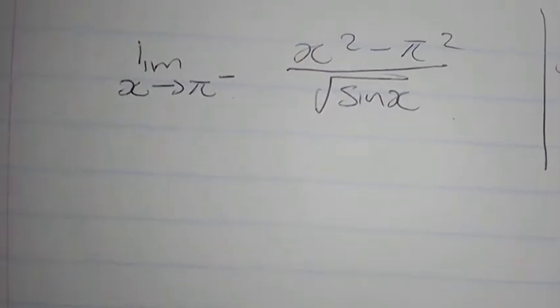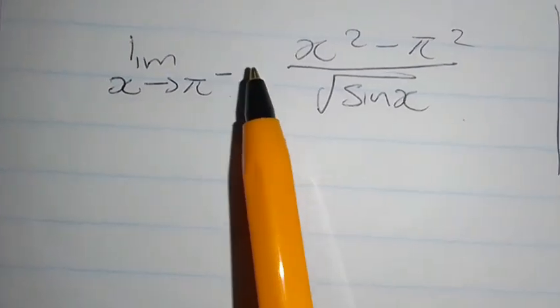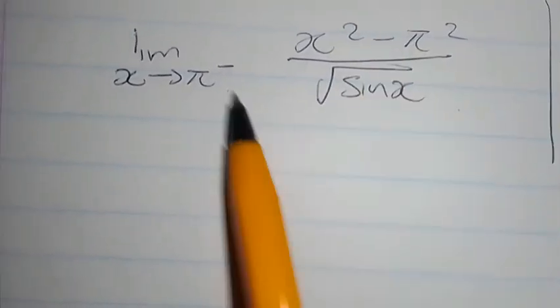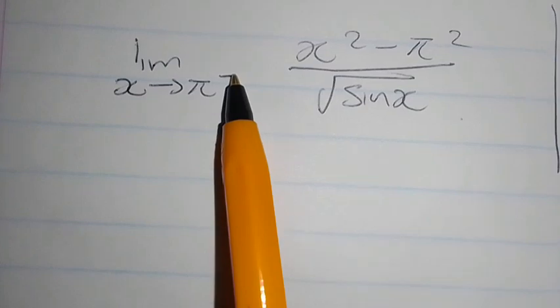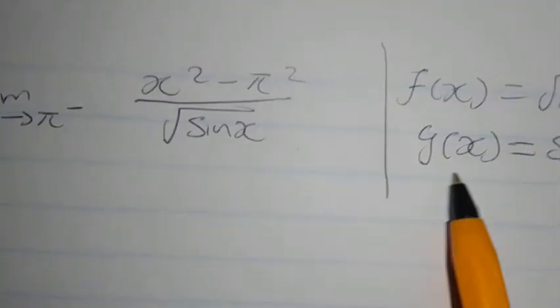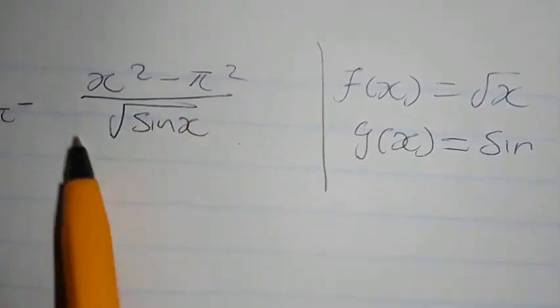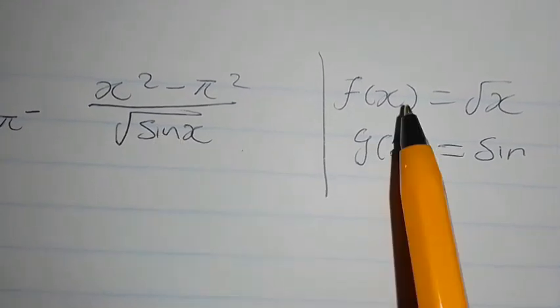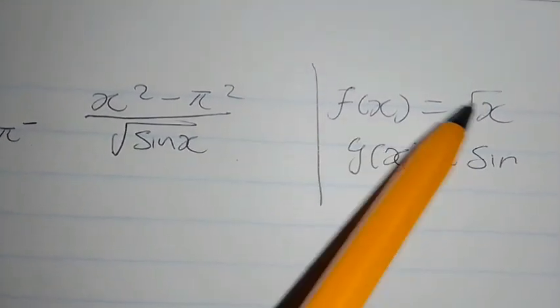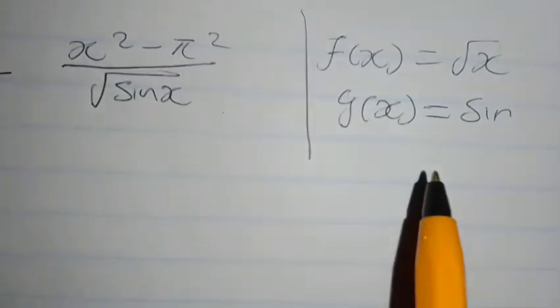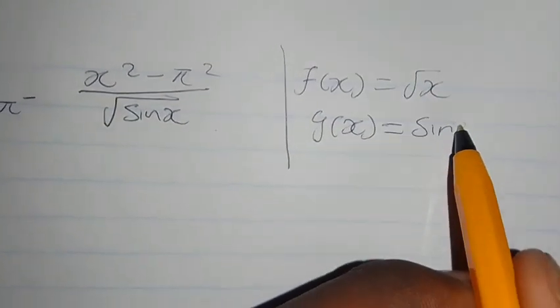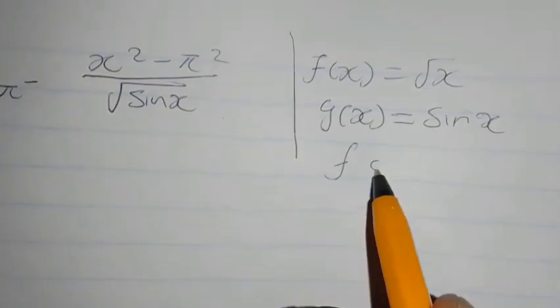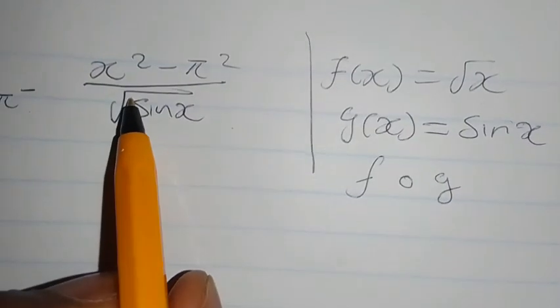Now in this video I'm basically going to focus on one-sided limits that involve L'Hopital's rule. But now if you look at this limit here, the one where we're approaching pi from the left, the reason being, you can consider the composition of this. You can say you have one function to be the square root of x and another function to be sine x. So then f compo g will just be the square root of sine x.